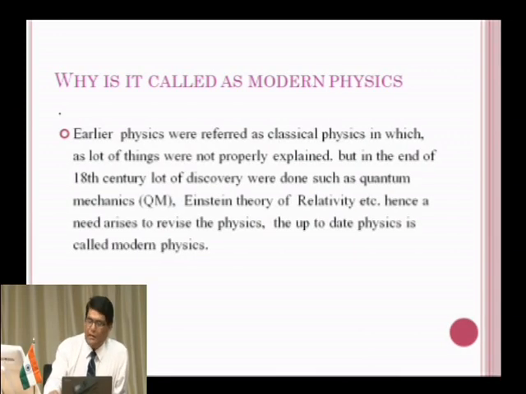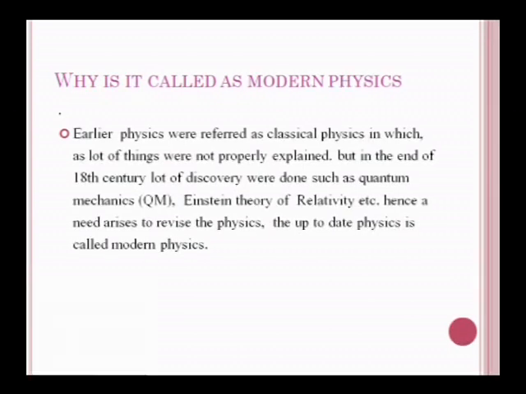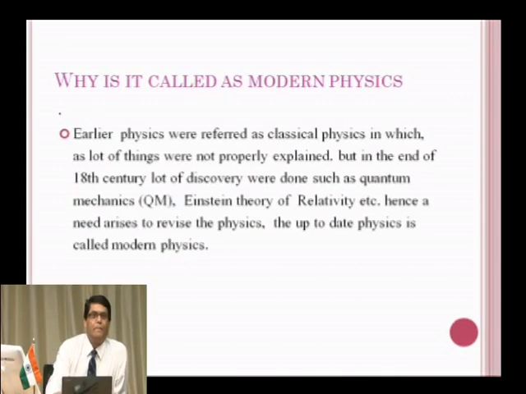At the end of the 18th century, the physics was referred to as the classical physics, where a lot of experimental evidence was not supporting the so called statements, laws or definitions.